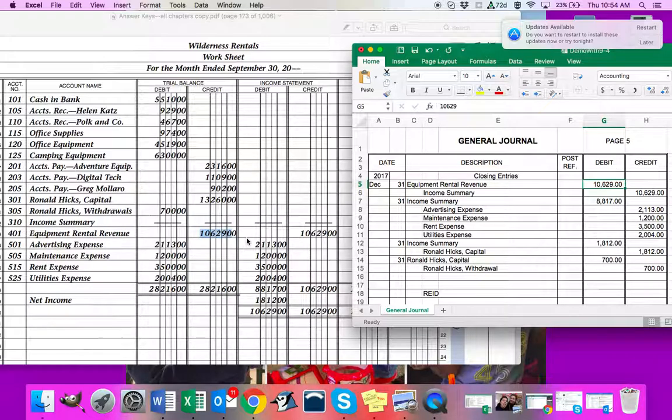We're going to shift this money to our income summary account, which is right here. So we're going to debit revenue and credit income summary. And then over here, the next one that we do, so that takes care of the R in READ, our revenue. Now we have E, the expenses.